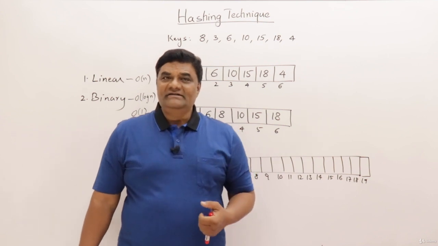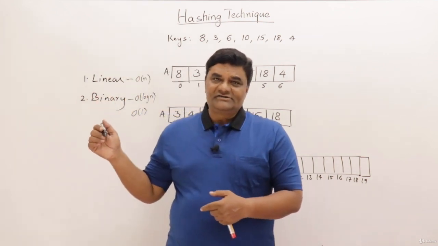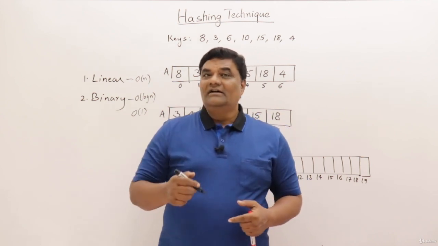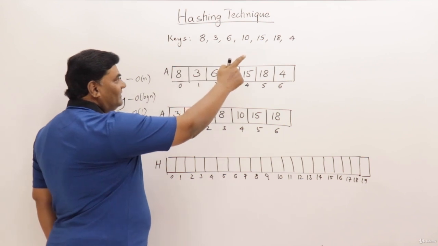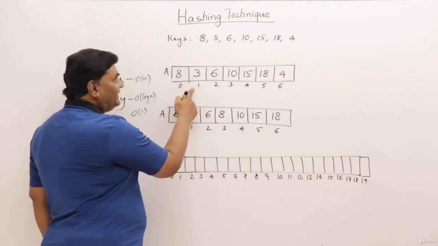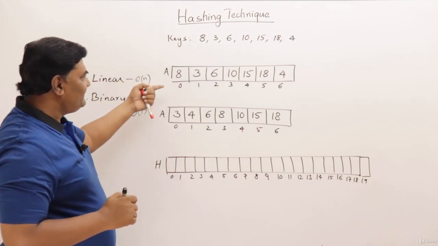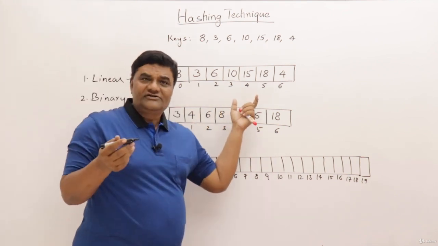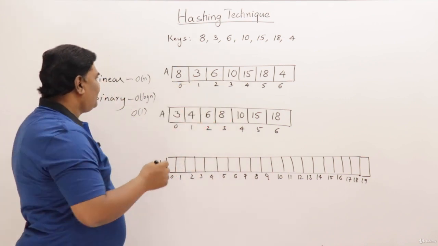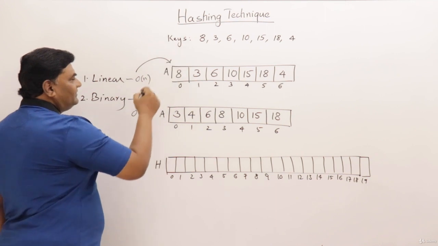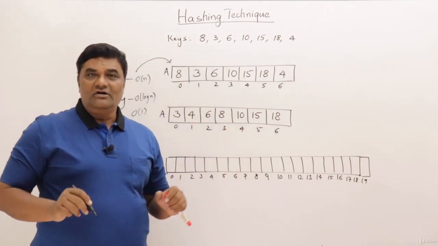So let us compare linear search and binary search and then hashing. For explanation, I have taken a set of keys here, and these keys are stored in an array in the same order they are kept. Now, if the keys are kept in an array as they are, not sorted, not in any order, then upon this we can perform linear search. So for performing linear search, we don't want keys in a particular order.